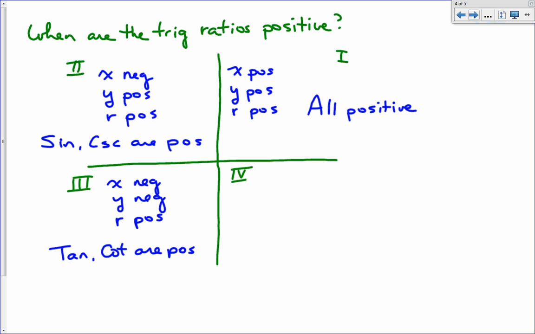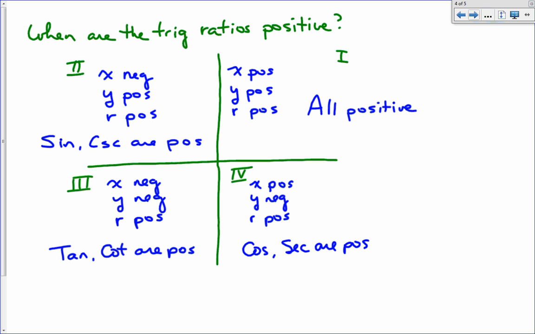In quadrant 4, our x's are positive, our y's are negative, and our r's are positive. So here it's just the x with the r that gives us positives, and that will be our cosine and our secant.